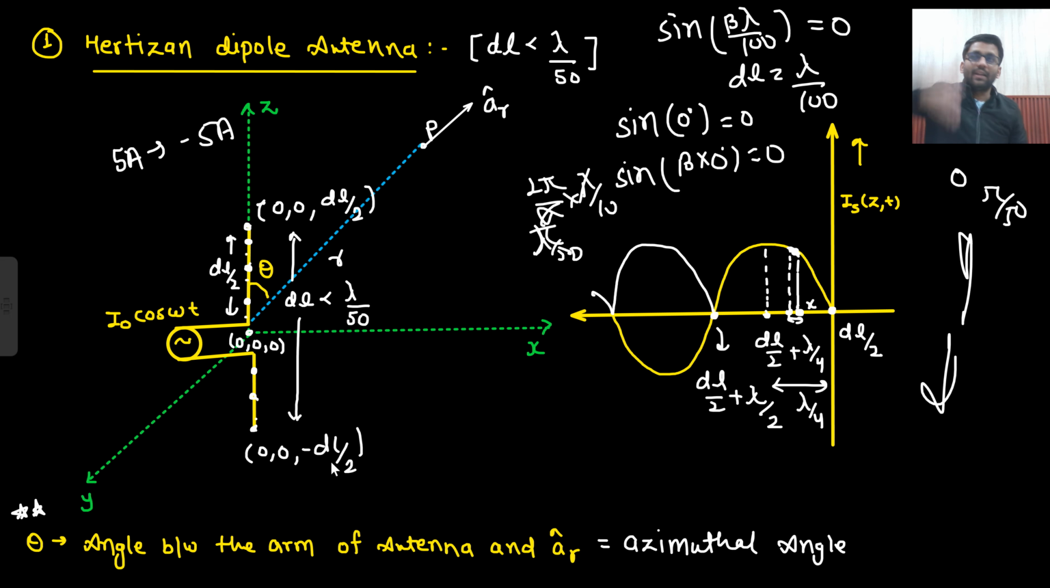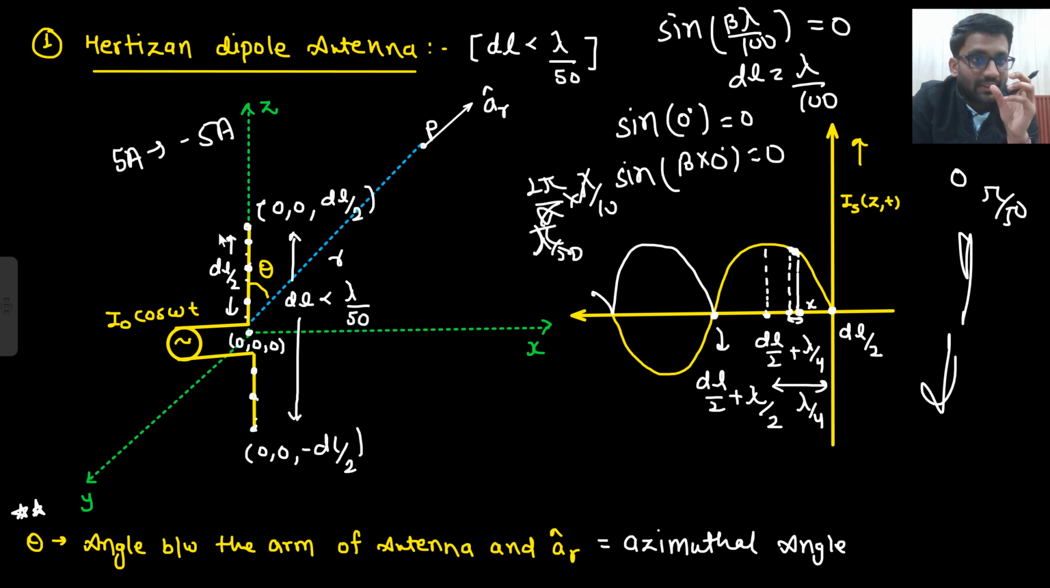What I mean to say is that on the arms of the antenna, the current will always be the same, or you can say uniform. What do you mean by uniform? Uniform means it is not a function of space. That means it is not changing with respect to the length. So on the complete length, the current will always be the same. If at this point you are having I naught, then here also I naught, here also I naught. Are you getting this point or not?